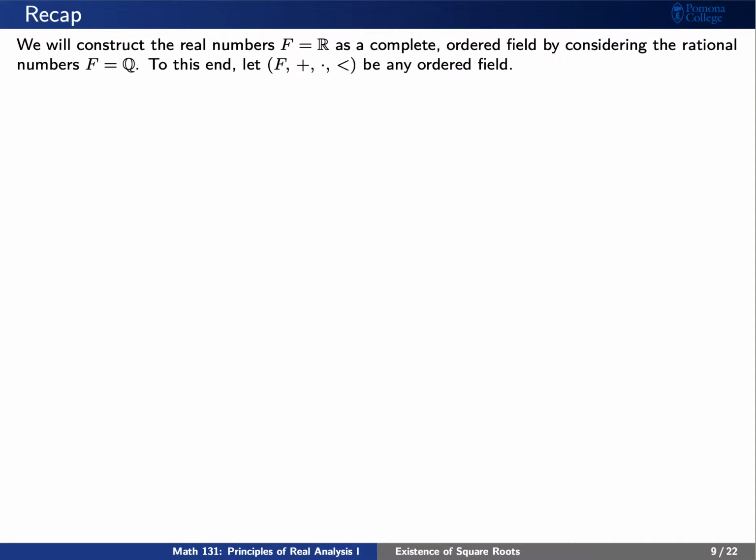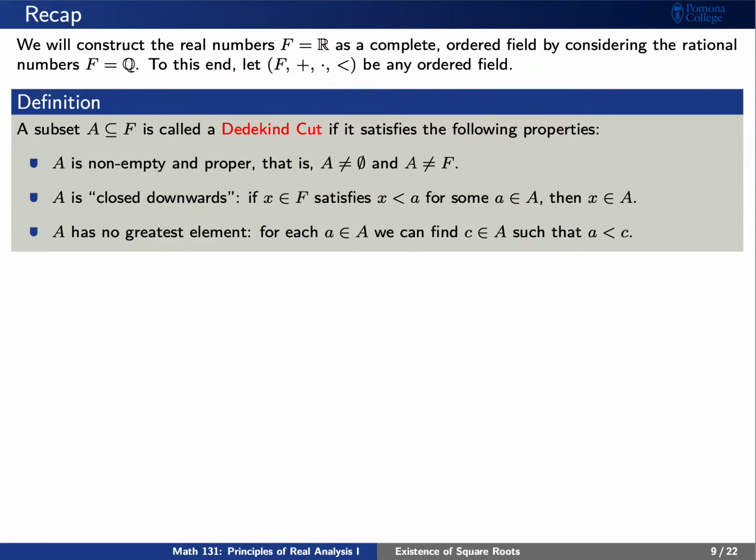Using this, we'll construct the real numbers as a complete ordered field by looking at properties of the rational numbers. More generally, say that we have any ordered field. We'll say that a subset of this ordered field F is a Dedekind cut if it satisfies the following four properties. First, it must be non-empty and proper. Second, it must be closed downwards. And third, it must have no greatest element.